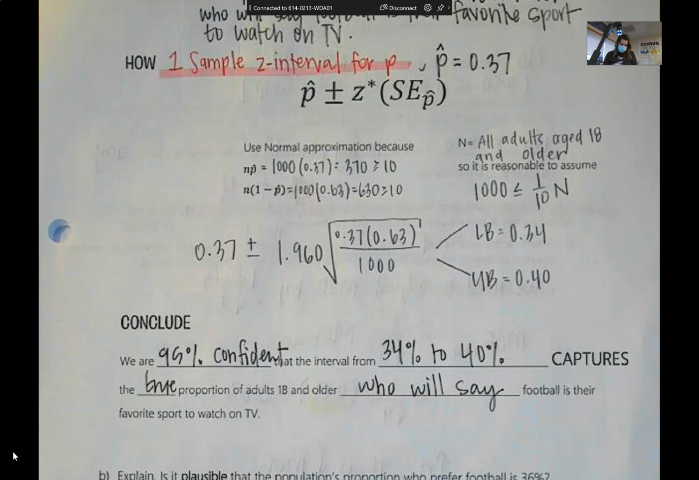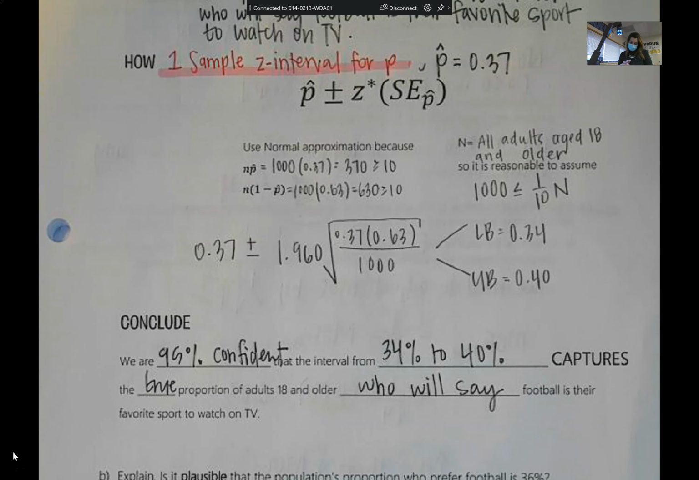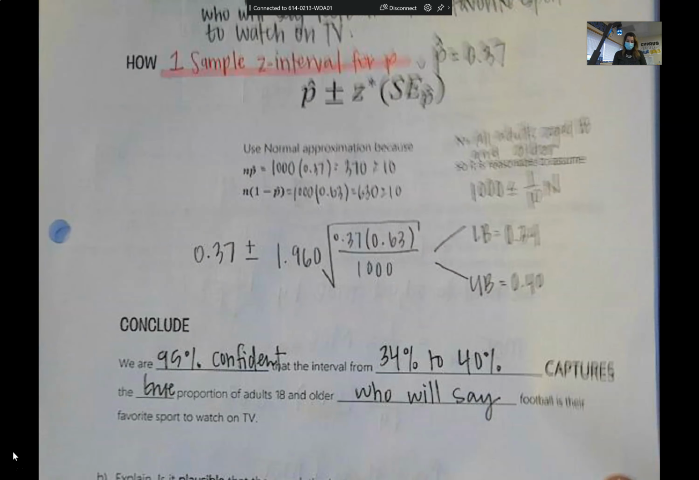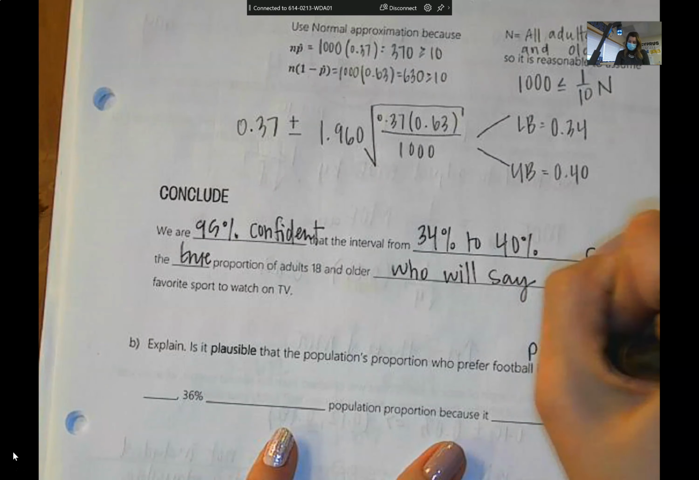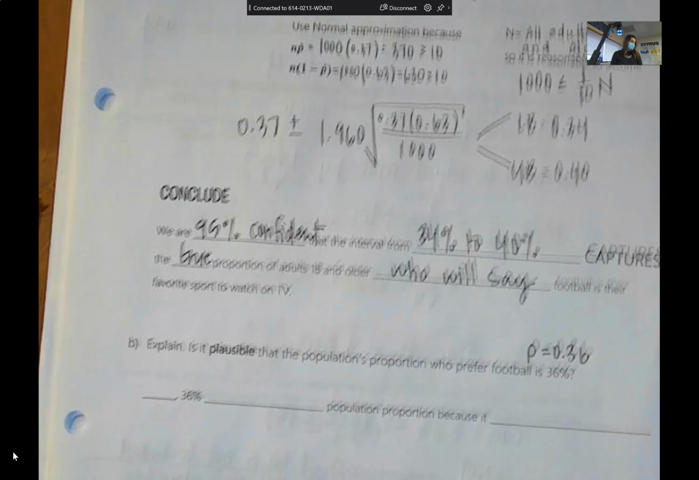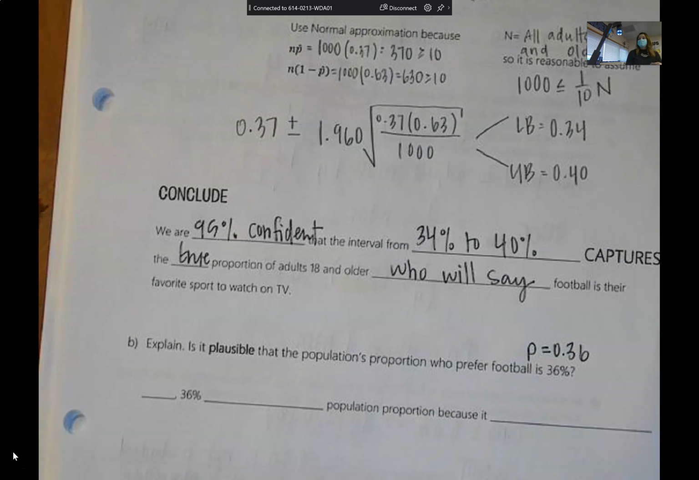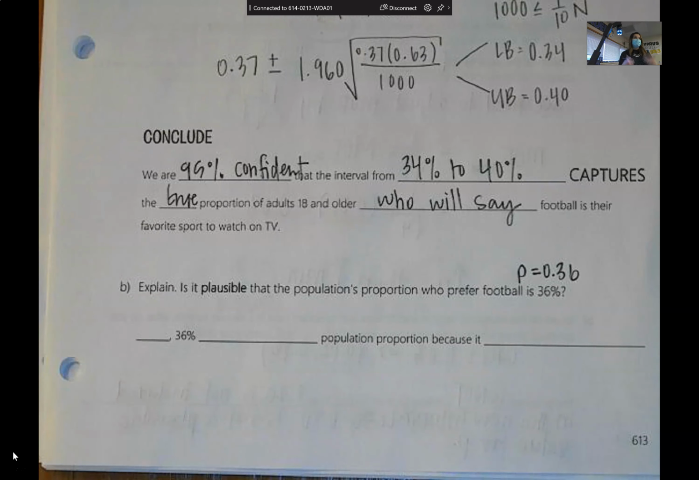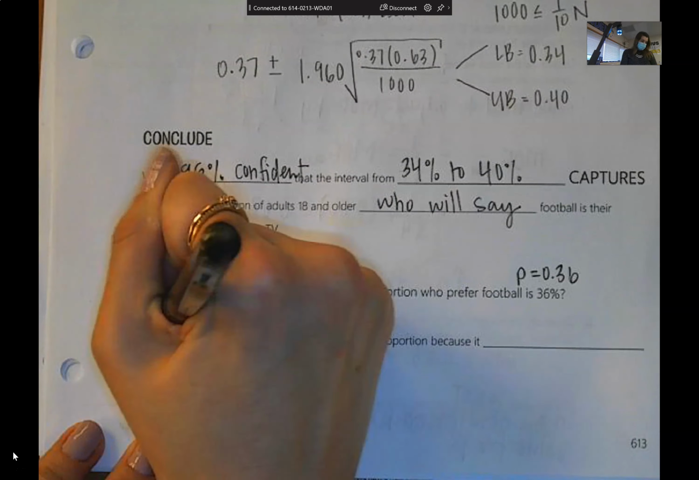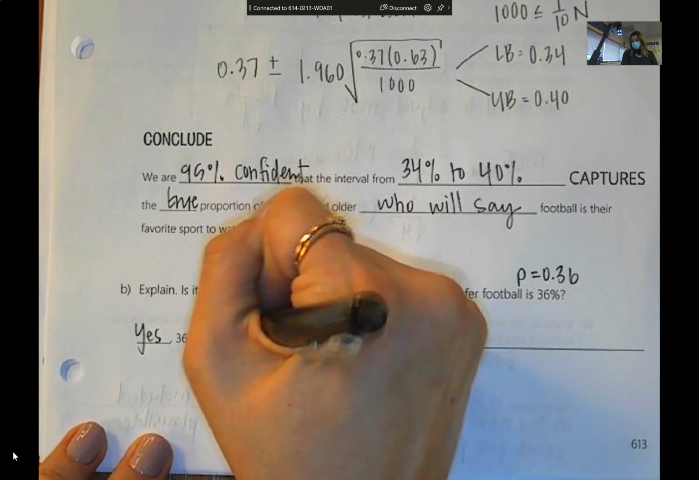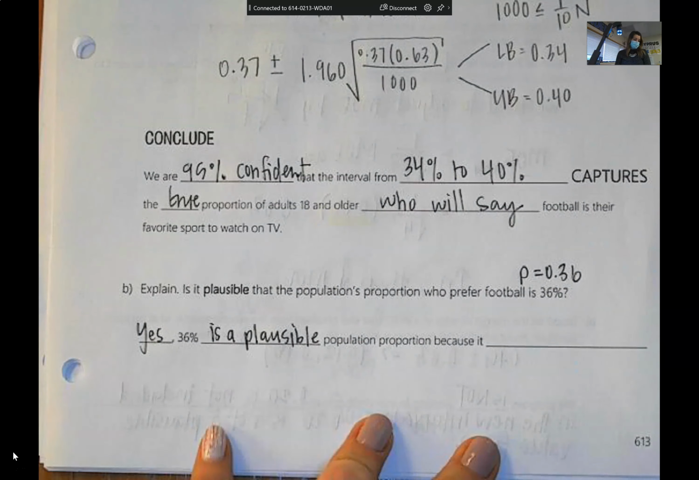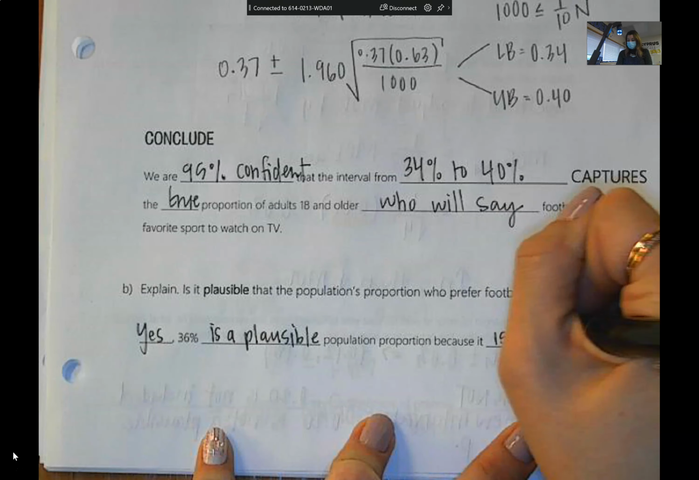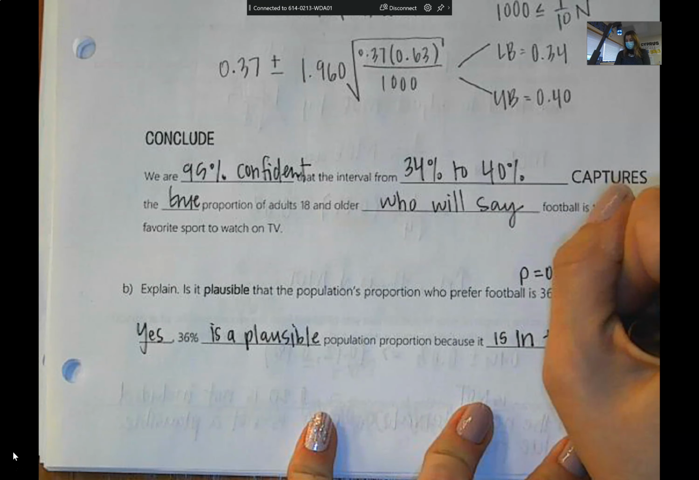Okay, last question. Explain, is it plausible that the population's proportion who prefer football is 36%? So is P equal to 0.36 plausible? So the question is, is it in our interval? And the answer is yes. So yes, 36% is a plausible population proportion because it is in the interval.